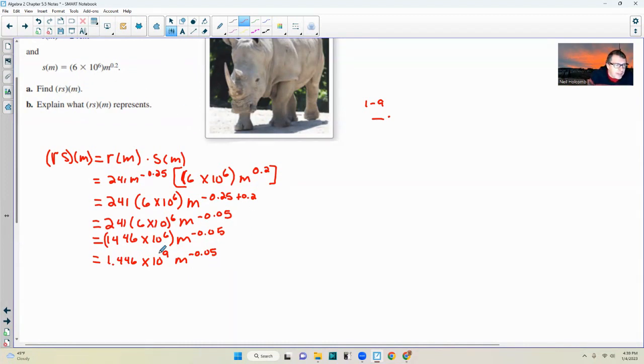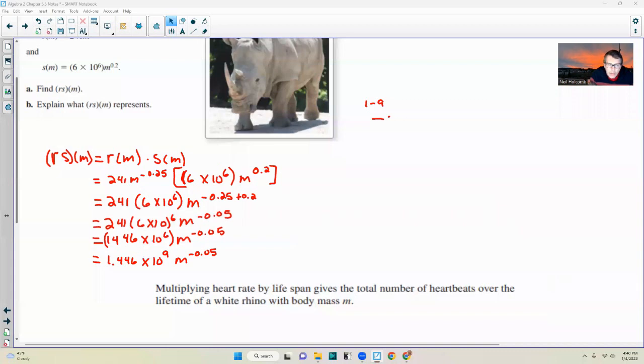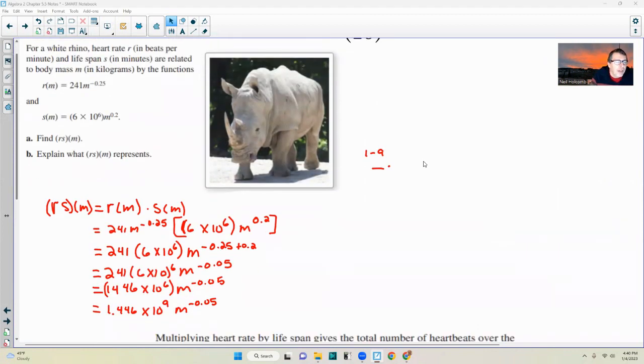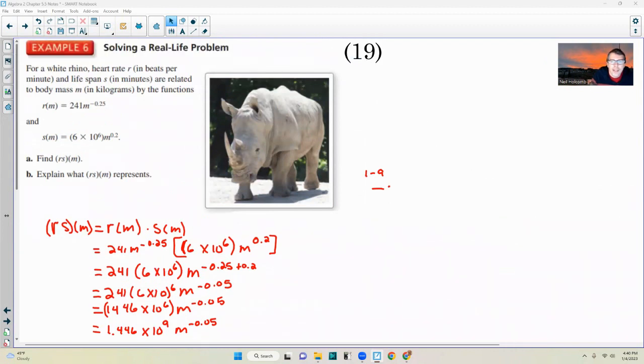That's what the R times S of M equation would be. Explain what R times S of M represents. Okay, so it's multiplying the heart rate by lifespan, which gives the total number of heartbeats over the lifetime of a white rhino with a body mass M. So then if we know what the weight of the rhino is, we would substitute in for M and see what their total number of heartbeats over their lifetime would be. Okay, so that's how you do a real life scenario problem with multiplying 2 different functions. So now you should be able to do problem number 19 in your problem set.